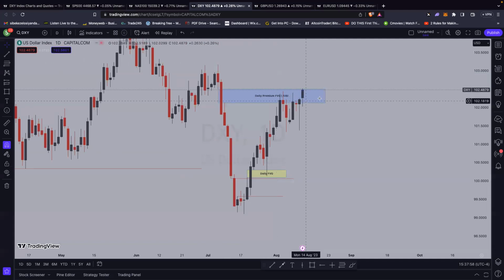So for now, I'm not bullish, nor am I bearish. I'm just somewhere in between. But I will just allow Monday to paint me a picture of where the algorithm wants to go.